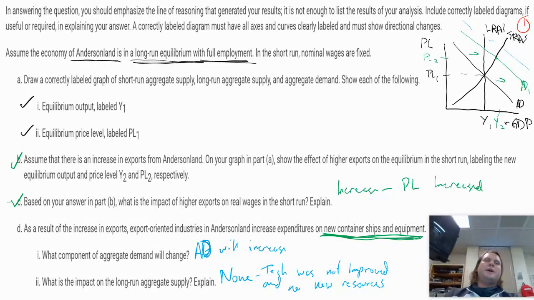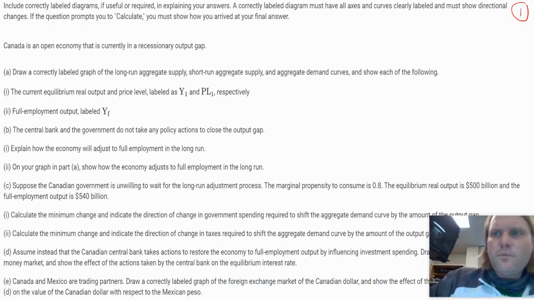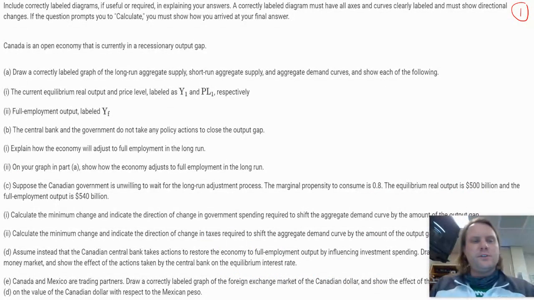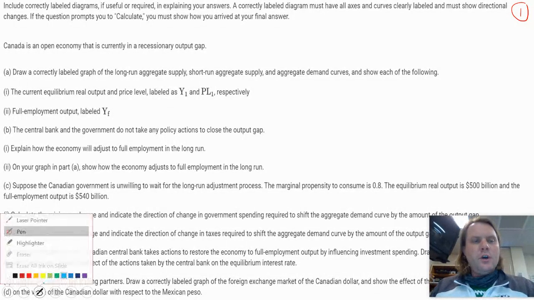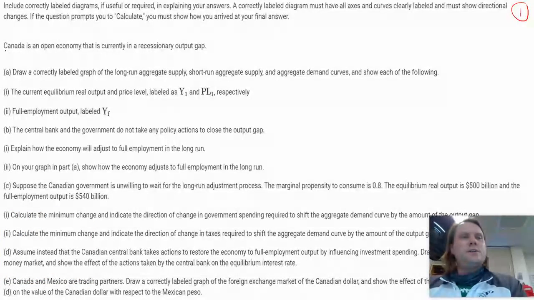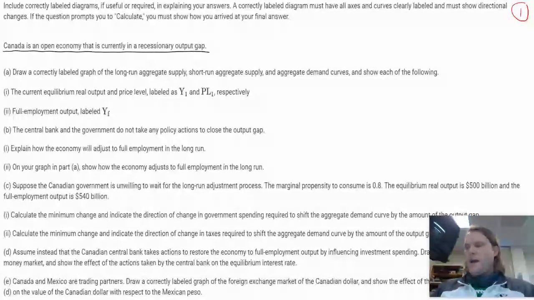Email with questions. Let's knock out this third one here. Okay, we're going to do this first part together. I'm going to pause it and let you kind of go through. So just like the other two, it gives us a scenario. Canada is in an open economy. It's currently in a recessionary output gap.